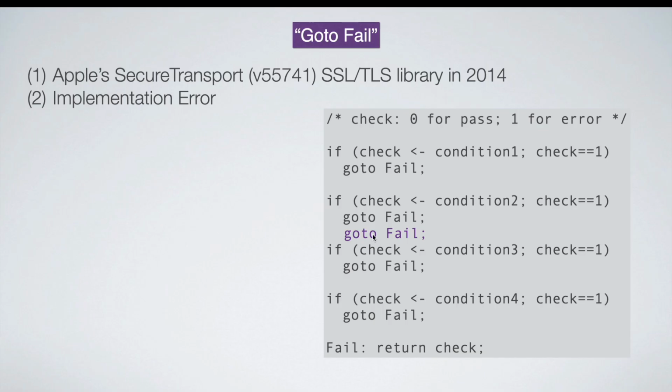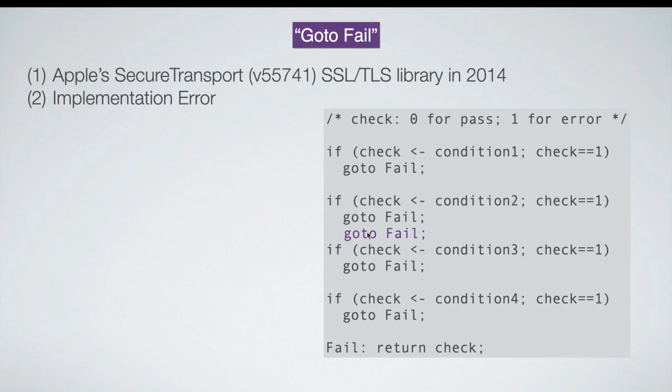So let's think about what this extra goto fail does. Let's assume that condition 1 passes, so check is not equal to fail or error. So we're going to skip goto fail. We're going to check condition 2. Now let's say that condition 2 also passes. So we write pass into check. Check is not equal to 1. So what we do is we skip something. The idea is that we're going to skip and go down to checking condition 3.